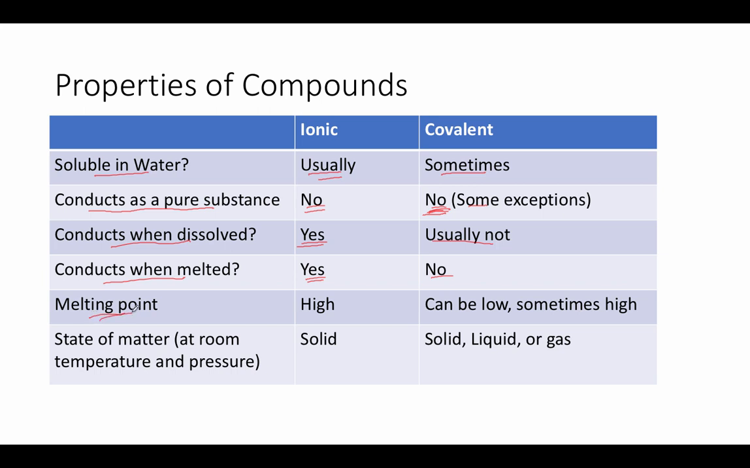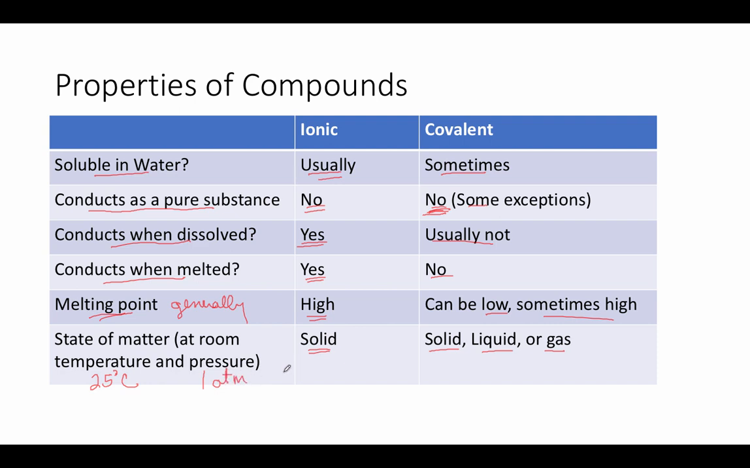What would their melting points be generally? And this is generally. Ionic compounds typically have high melting points, so they are typically solids at room temperatures and pressures. Covalent compounds can have a low, can have a medium, can sometimes have a high melting point. So they can be either solids, liquids, or gases at room temperatures and pressures. Room temperature is taken to be 25 degrees Celsius, pressure 1 atmosphere.